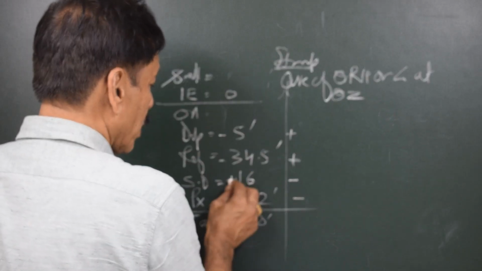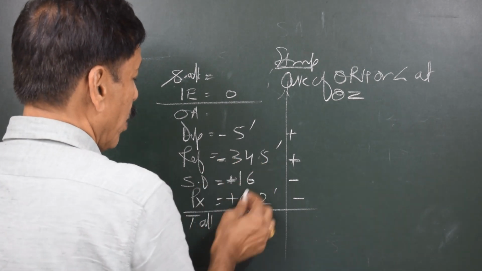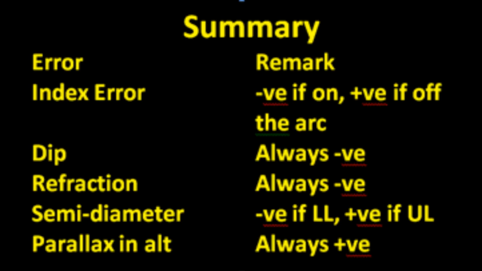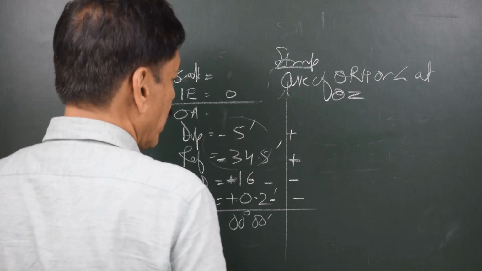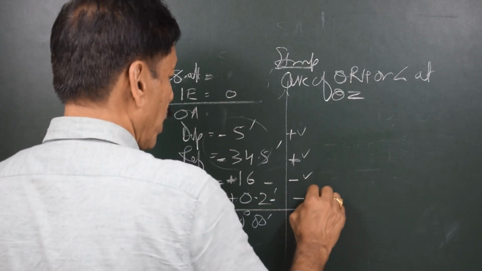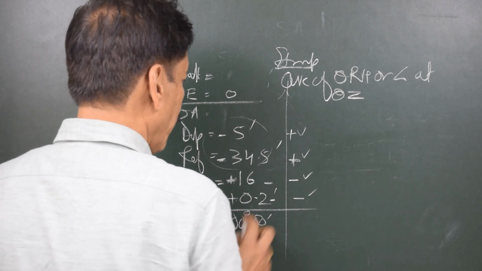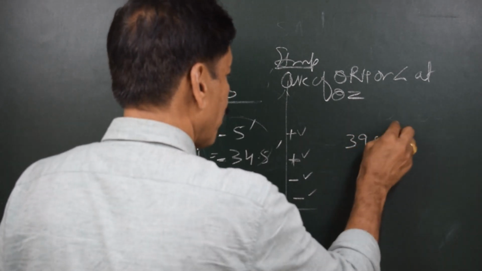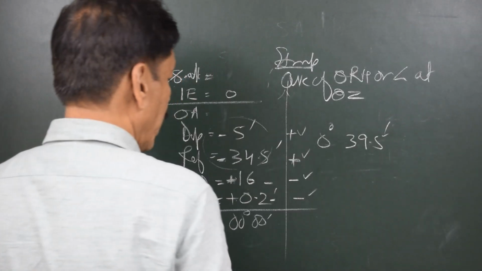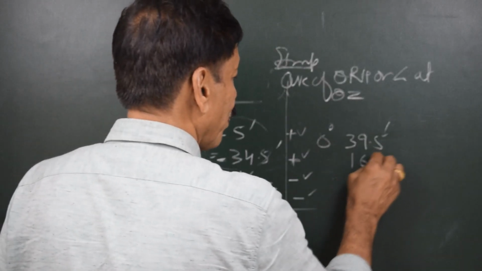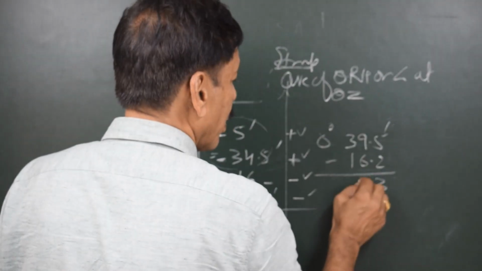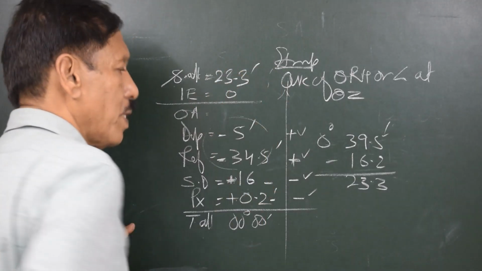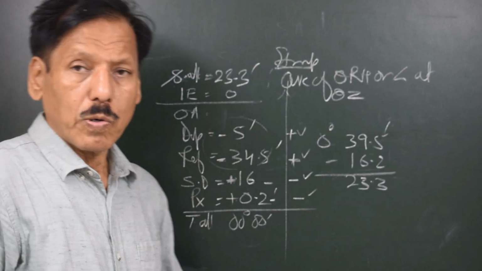So when we are going upwards, those things which are positive will be applied as negative, and those which are negative will be applied as positive. If we total up these corrections with these signs, because we are going upwards from true altitude to sextant altitude, the positive corrections are 34 plus 5, that is 0 degrees 39.5 minutes, and the negative corrections are 16.2. So approximately 23.3 minutes is the sextant altitude of the lower limb.